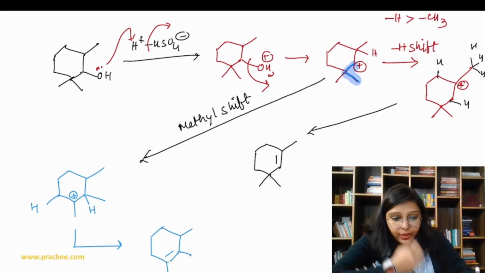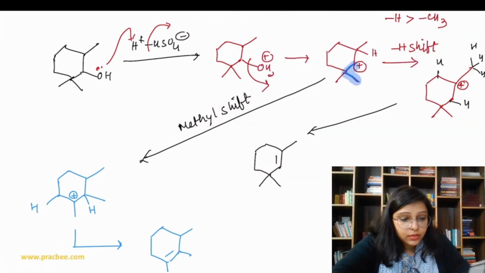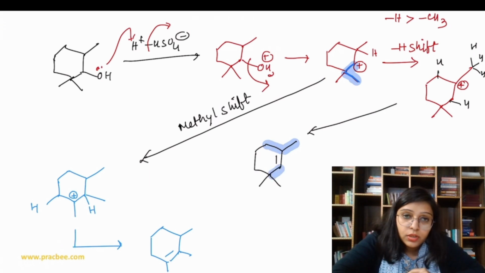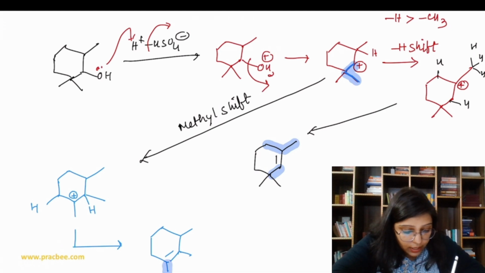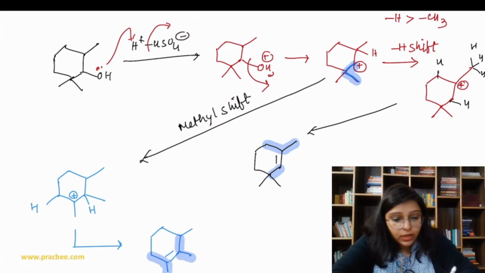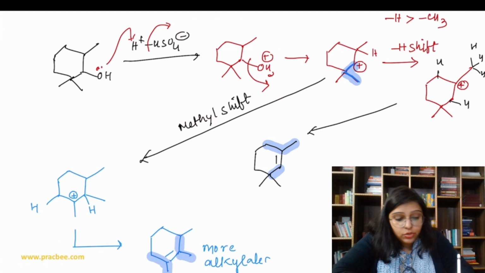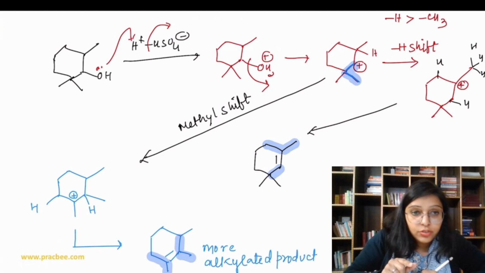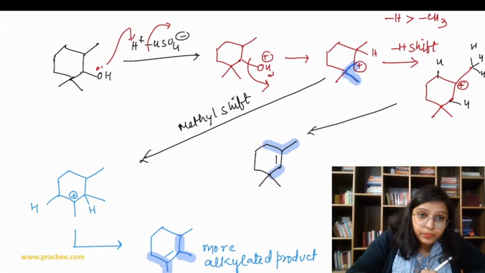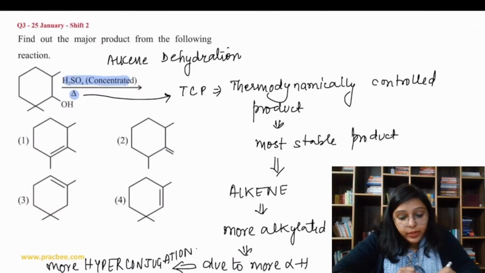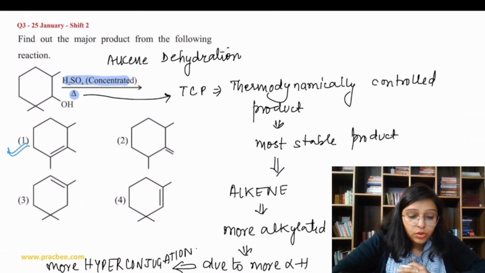Okay, now let's compare this. This one has 1 alkylation, 2 alkylation, 3 alkylation, right? And if we see this one, 1 alkylation, 2 alkylation, 3 alkylation, 4 alkylation, right? So this is going to be the more alkylated product, so that's why we have to do a methyl shift, not a hydride shift. Okay, so it means the answer is going to be first, not fourth.